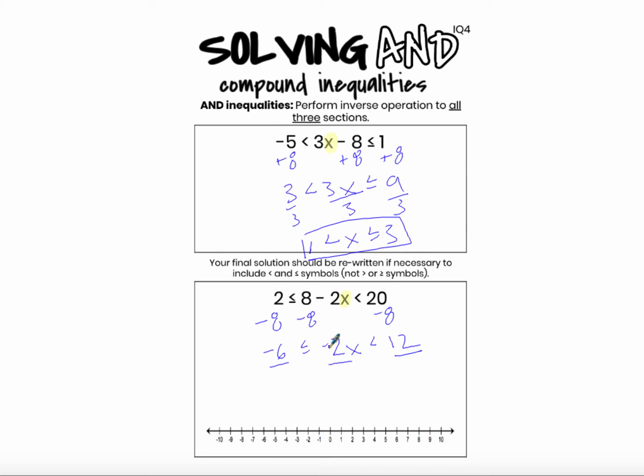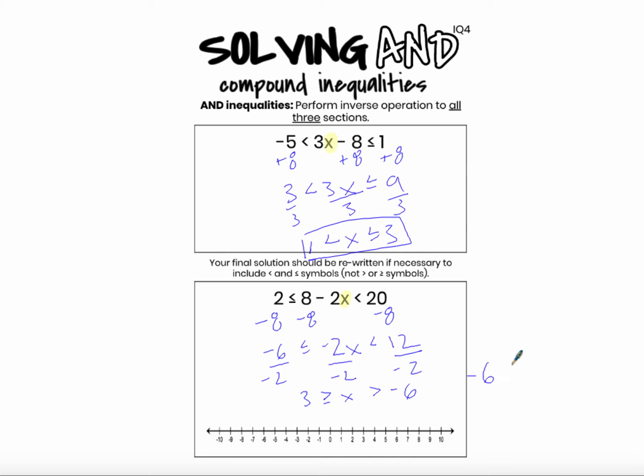Final inverse operation, I have to undo the multiplication by negative 2, so I divide by negative 2. When I multiply or divide by a negative, I must flip my inequalities. So I get 3 is greater than or equal to x is greater than negative 6. This is not my final solution. I need to rewrite it.